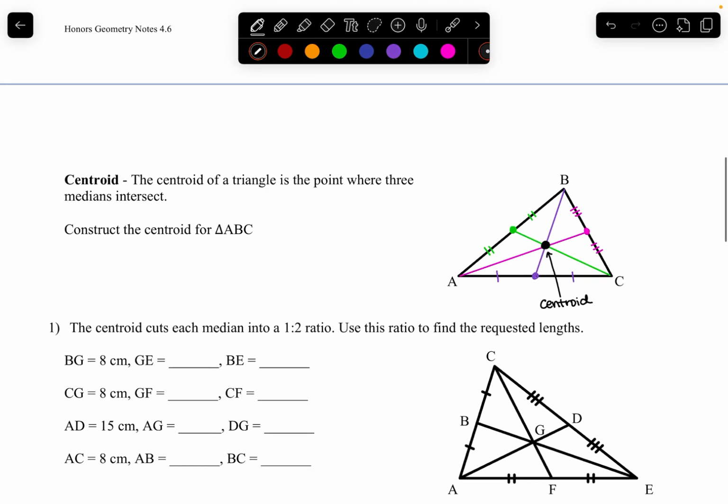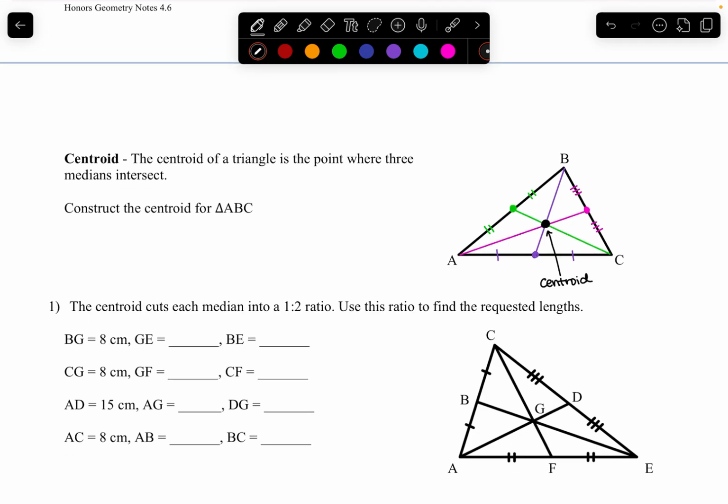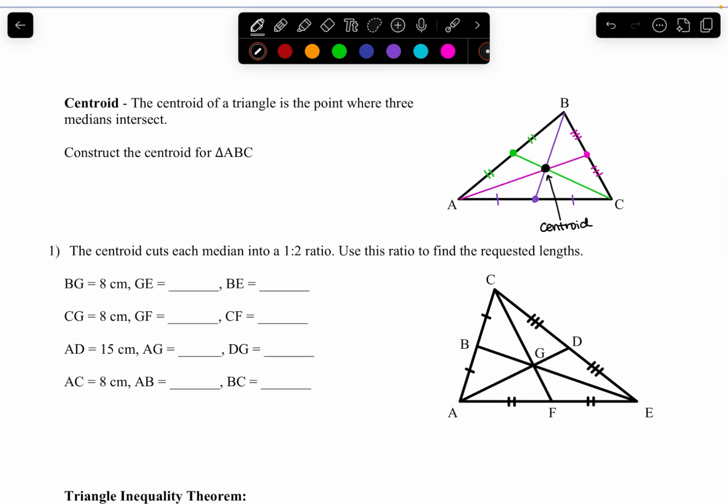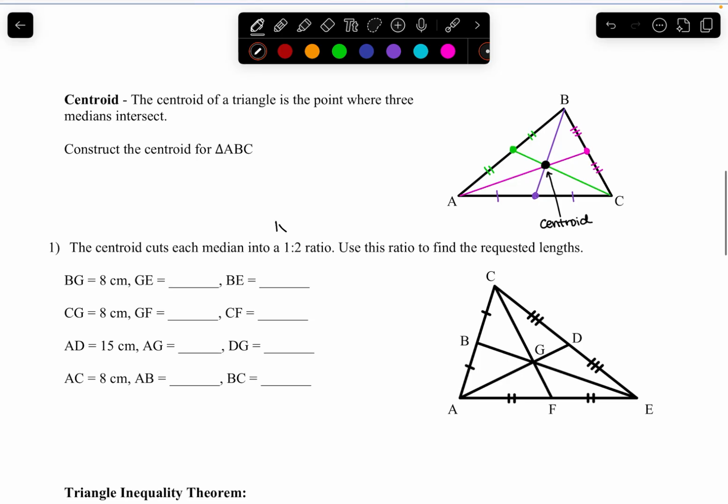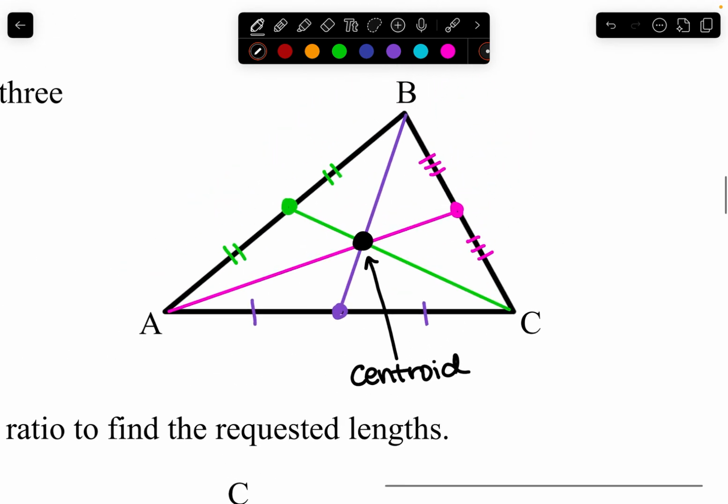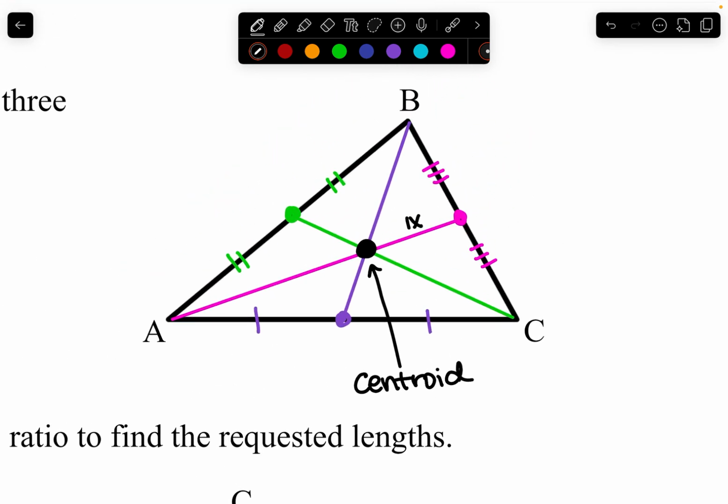Okay, your centroid, this is information right below it. It says the centroid cuts each median, so each of those purple, green, and pink lines, into a 1:2 ratio. We can use this ratio to find requested lengths inside of triangles. So what does it mean that it cuts it in a 1:2 ratio? Well, we talked about ratios before. Anytime you see a ratio, essentially that's going to be a 1x and a 2x, okay? The short part of your median is always your 1x. The longer part of your median is always your 2x.